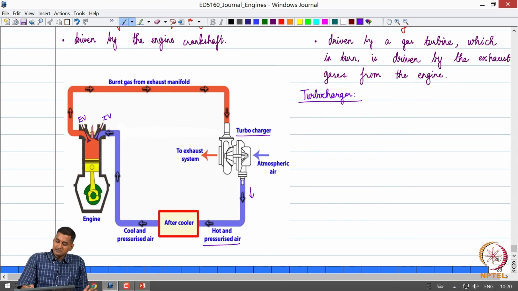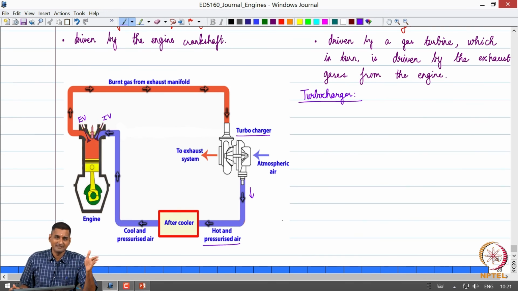We can also observe that once I pressurize the air in this turbocharger, its pressure increases, but also its temperature increases. Once we compress air, like when we look at a reservoir of compressed air, if you pressurize air and store it in the reservoir, the air gets pressurized, but its temperature also increases. So, if I supply that air at high pressure and temperature directly to the engine, what will happen?